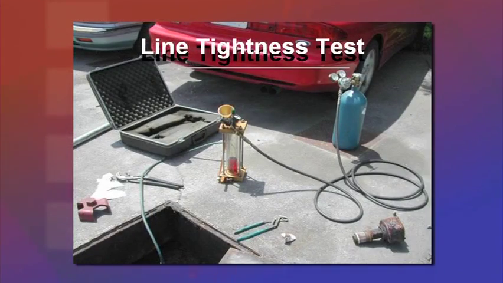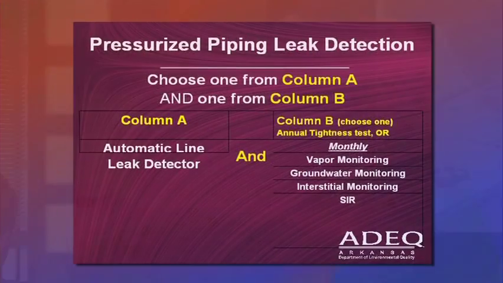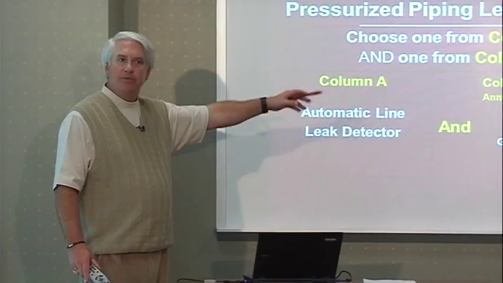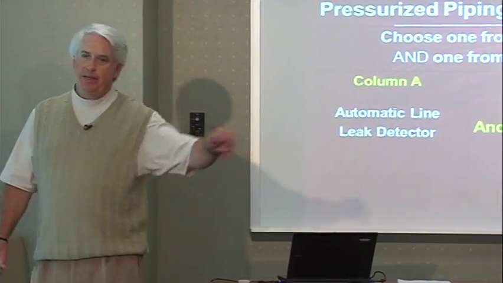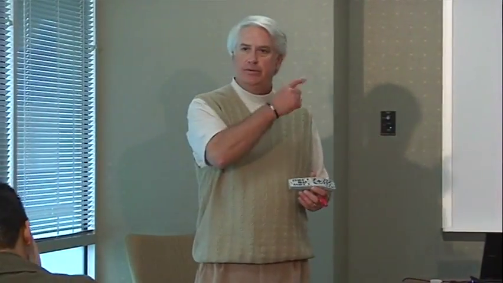And here's the line tightness test. Basically on these line tightness tests, when they do them, they set up a vacuum on your system. It's a little more complicated than that, but they just see if you can hold that vacuum. If you can hold that vacuum, then the system tests tight. Or you can use one of the other ones. Remember, column B, the annual tightness test once every 12 months, or you can do one of those monthly forms of monitoring. And if you're using one of those monthlies already for your tank, you're going to be using it for your pressurized pipe also.